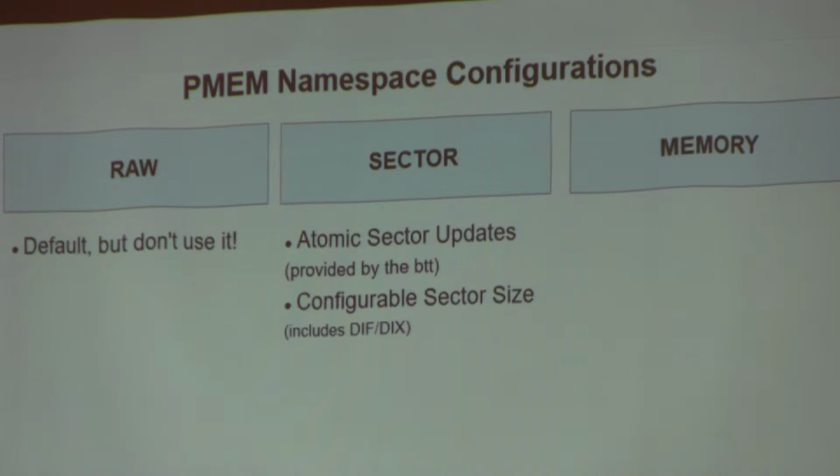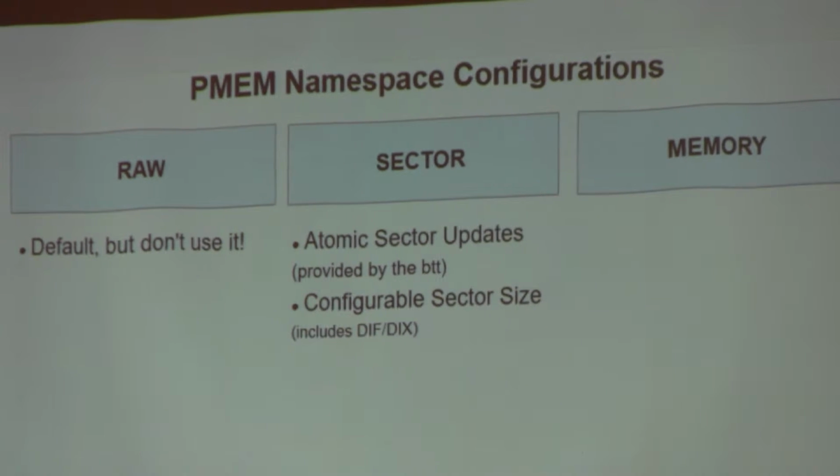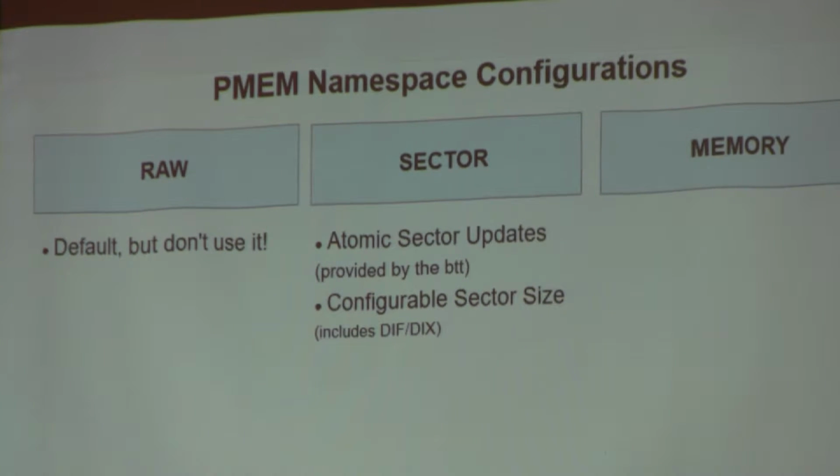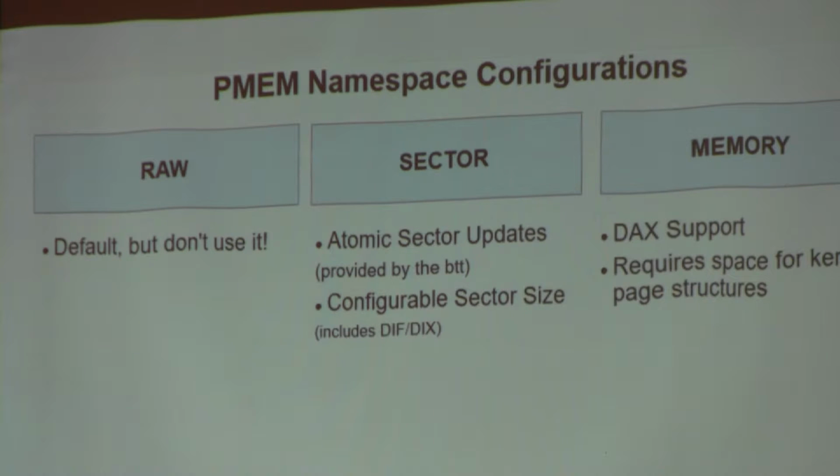Next, sector mode. This is the block device that you can use as a traditional block device with atomic sector updates if you enable that BTT that I described, selectable sector size, and it includes DIF/DIX. This is the technique for end-to-end data integrity checking, where the application or the device driver can add a checksum, and that'll get sent out to the device, stored, and then read back on the read. And then finally, the third mode is memory mode.